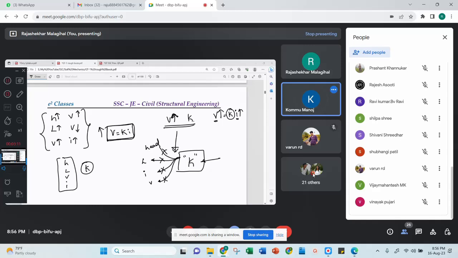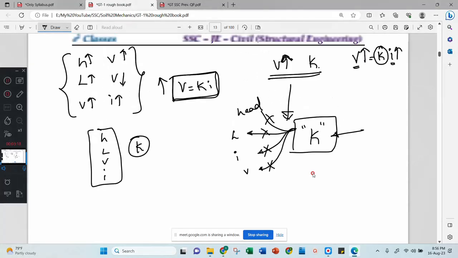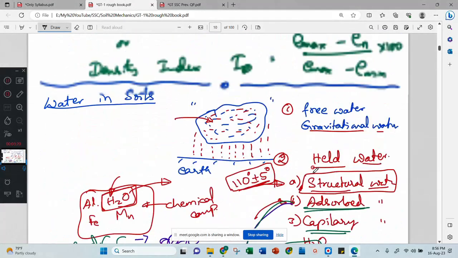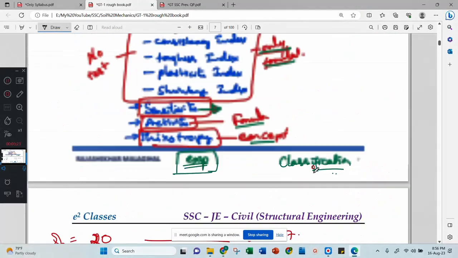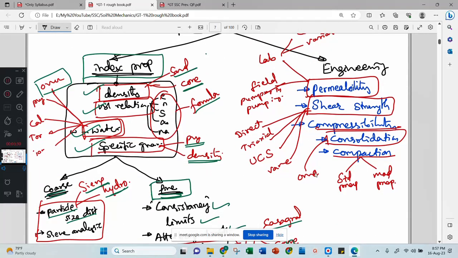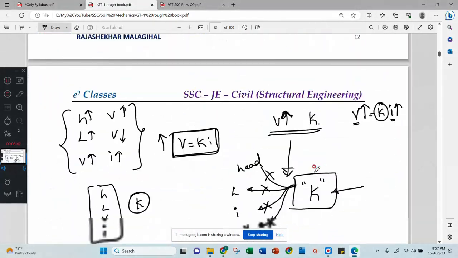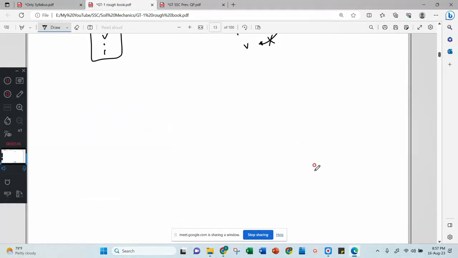Property of the sample. Very good. The property of the sample will increase the permeability. Why? Because you have to always remember, I will go to the property list. In the last class we discussed that. See here, the properties of soil I am studying here. In this list of engineering properties of the soil, the first one is permeability. If anyone asks what permeability is, permeability is a property of the soil. Property of the soil means if you change the property of the soil, then you will get a change in permeability.